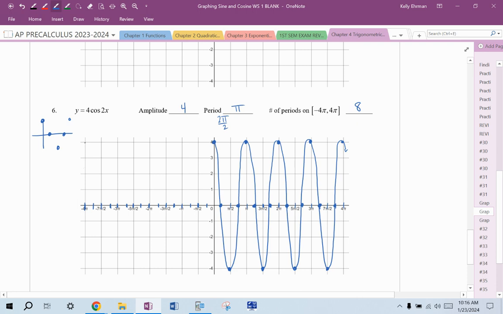So at negative 4 pi, I should be above at 4. And then midline, below, midline, above. That's negative 3 pi. Midline, below, midline, above, midline, below, midline, above, midline, below, midline, above I already have. It's a good sign when your graph meets up with the portion that you already graphed.